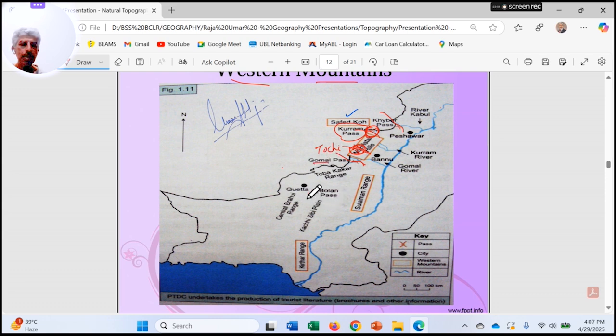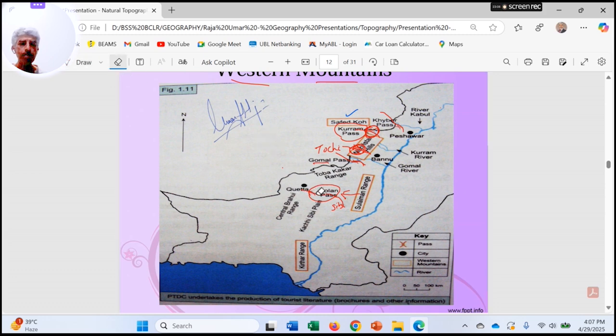And here we have the Bolan Pass over here, just on the west of Suleiman range, and this pass allows us to reach Quetta Valley from Sibbi region. Kachi Sibbi Plains, Bolan Pass, and Quetta Valley. So this Bolan Pass connects Kachi Sibbi Plains with Quetta Valley. So these are a few of the famous passes of this region.